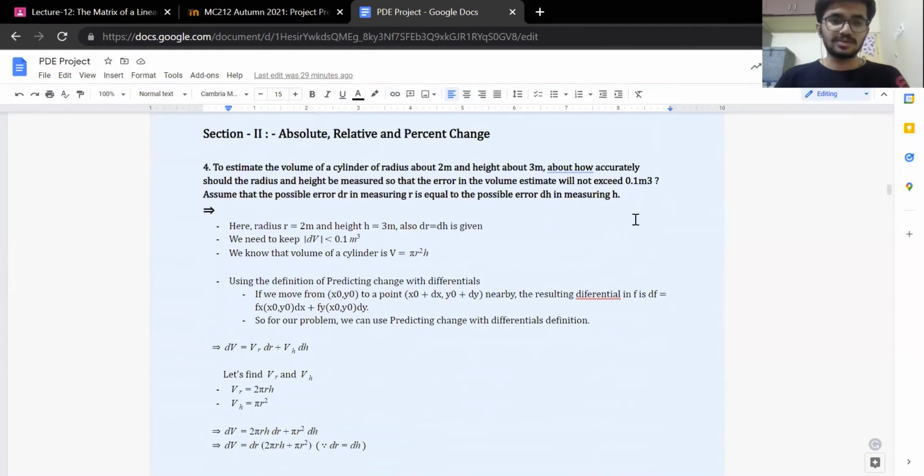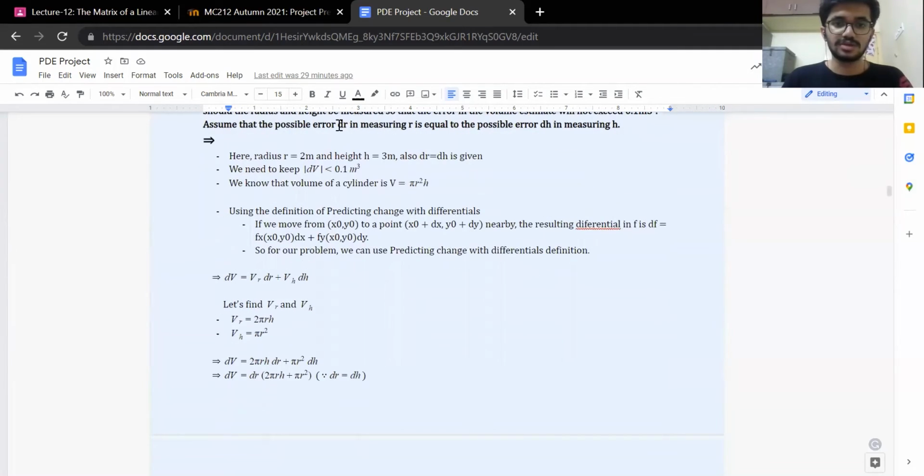In the second section, we are supposed to find absolute, relative and percentage change; questions were given. So in the first question, I used the estimate of volume from radius. Radius and height were given: radius was 2 meters and height was 3 meters. And how accurately should we measure radius and height? The error estimate of our volume should not exceed 0.1 meter cube. Also it was given that dr is equal to dh, the possible error.